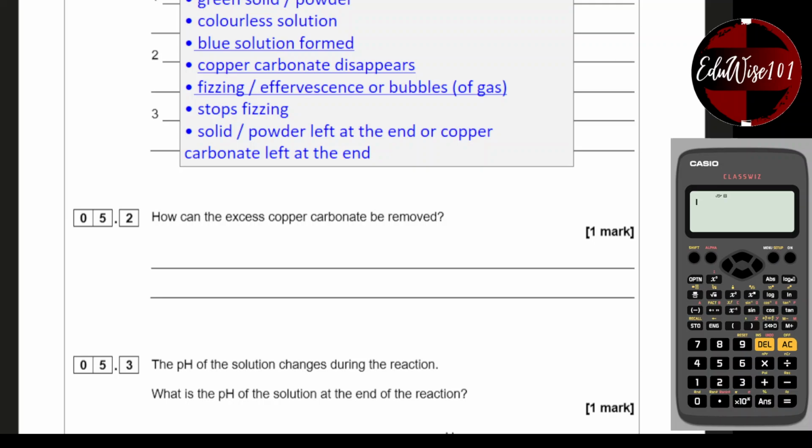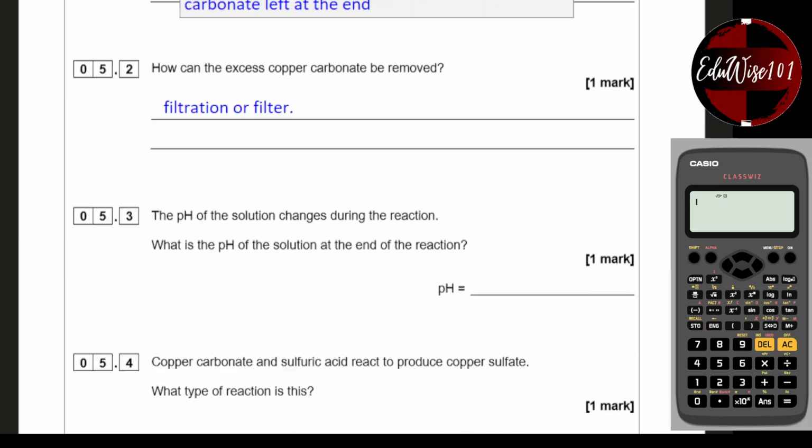Question 5.2, how can the excess copper carbonate be removed? Now, if you have excess copper carbonate, which is going to be a solid in a solution, then you would need to filter it. So filtration or filter would be the answer.